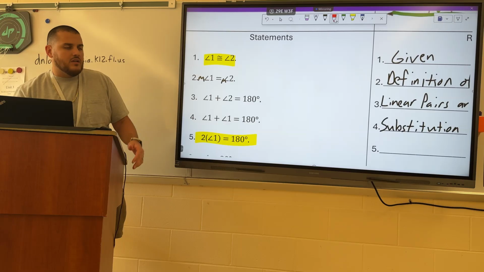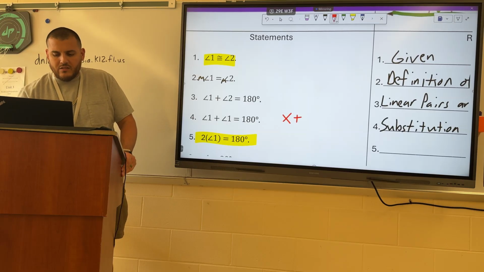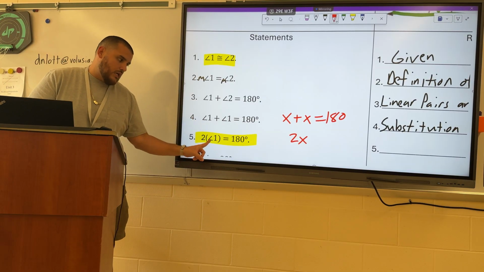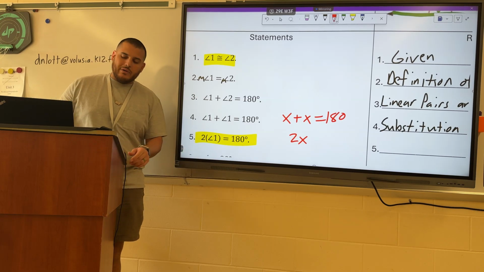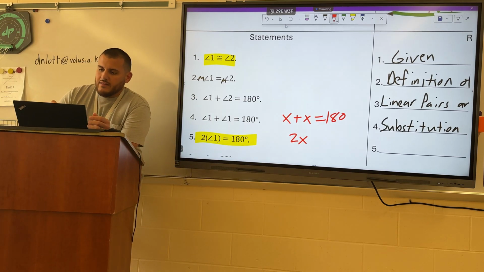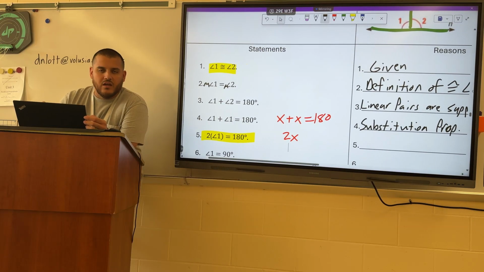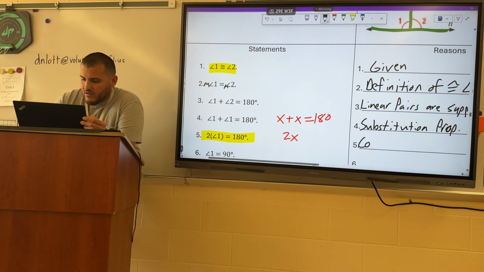Instead of angle 1 plus angle 1 equals 180, if it was like x plus x equals 180, we would just combine those x's and I'd have two x's. And that's exactly what's happened here. There are two angle 1s. So this is combining like terms that we've just done. You may often see this written as simplify as well as the reason here. I like writing combine like terms. This is true because we combined like terms.